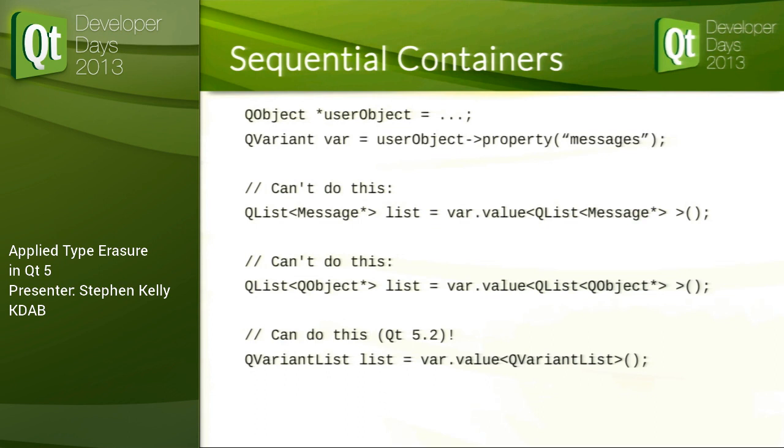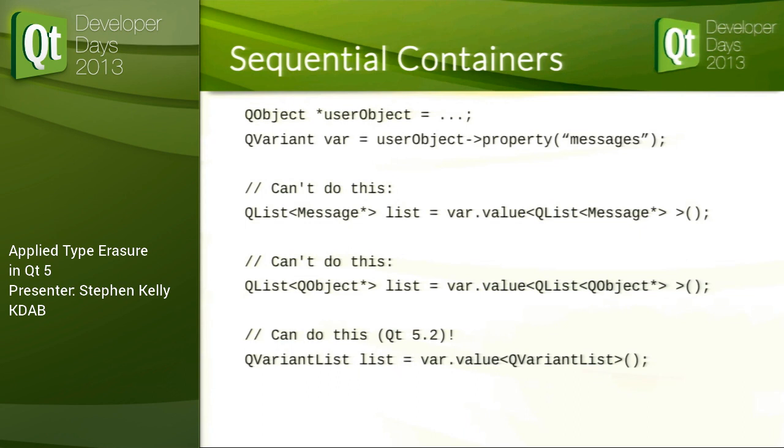I also can't take it out as a QList of QObject star, because the fact that it's actually a QList container was never recorded. It's actually irrelevant. We'll see why later. So that's also not an option. But with Qt 5.2, I can take it out as a QVariant list. And that's because the message, because it inherits from QObject, can be converted to, or can be stored in a QVariant. And therefore, if I do have a list of message pointers, that's somewhat equivalent to a list of QVariants.